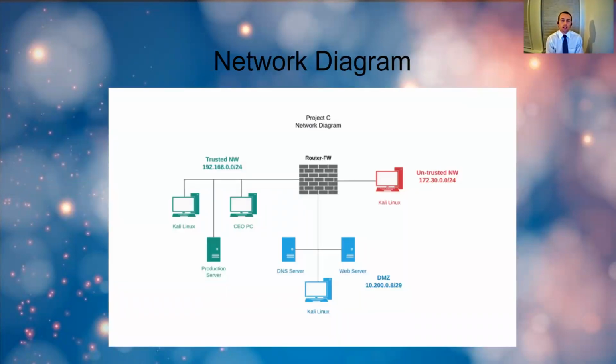As you can see here with this network diagram, we have the Kali Linux and the trusted network, CEO PC, and this is where the new production server was installed. And in the DMZ, we have the DNS server, web server, and the Kali Linux. From this DMZ Kali Linux, we will perform different tests for vulnerabilities and exploits.